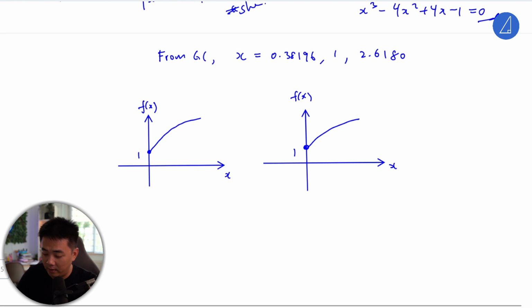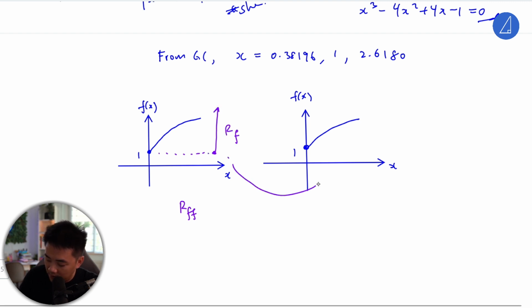So for the range of ff, I would suggest using the mapping function. To find the range of ff, we need the range of the first function, which is f, sub into the domain of ff, then decide what the resultant range is, right? So we just use a mapping function. From 1 to infinity, this is the range of f. Then I'll just sub into from 1 to infinity here.